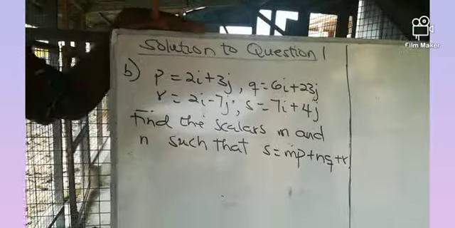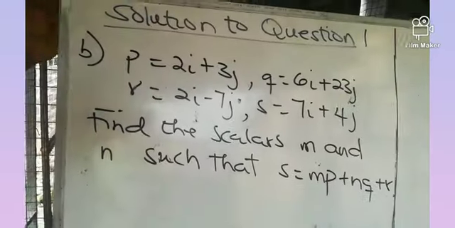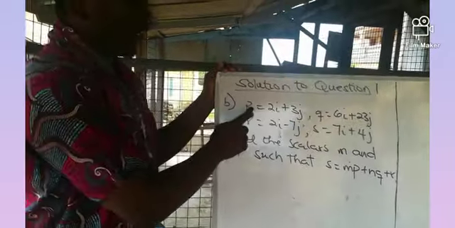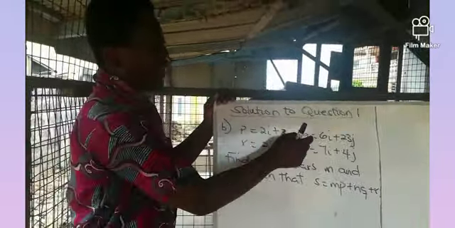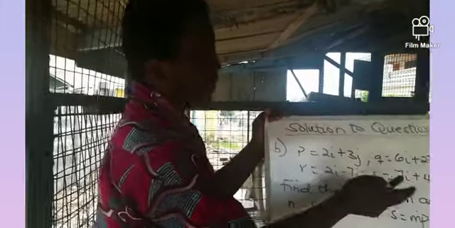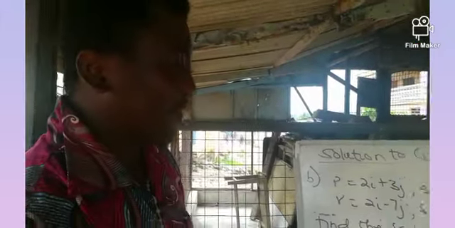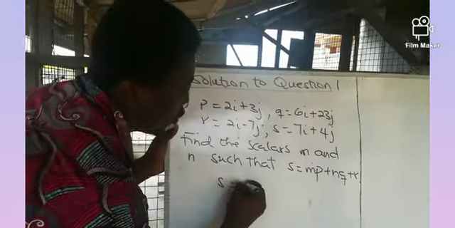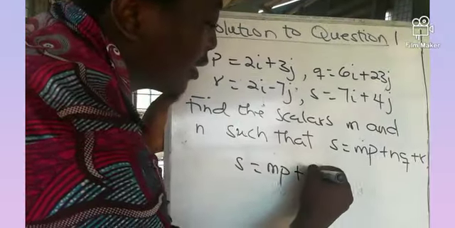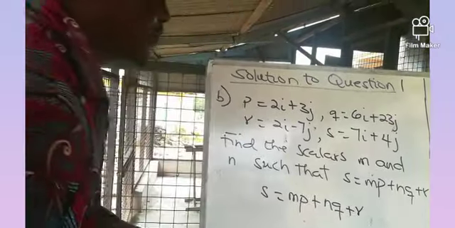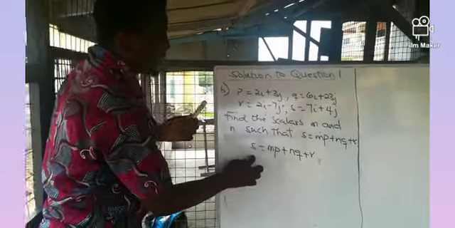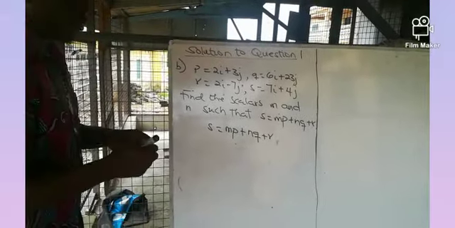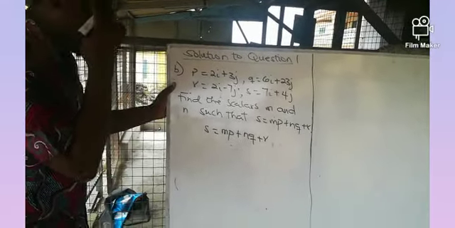Question 1b. The question was asking us to find the scalars m and n if p, which is the position vector, q position vector, r position vector, and s position vector are given. And they gave us an equation, and the equation is s is equal to mp plus nq plus r. So what is s? We have to come and put the vectors there. So I would like to work in column vectors. Working in column vectors will be easy.